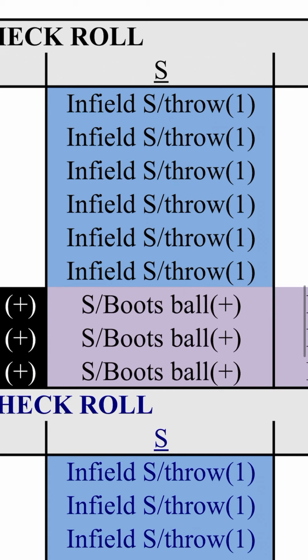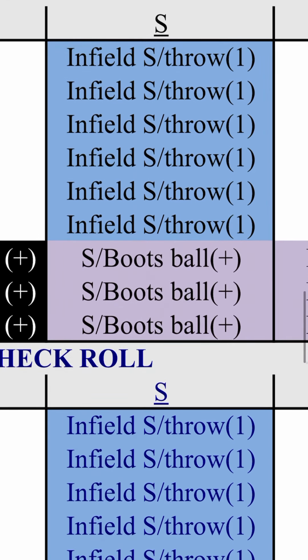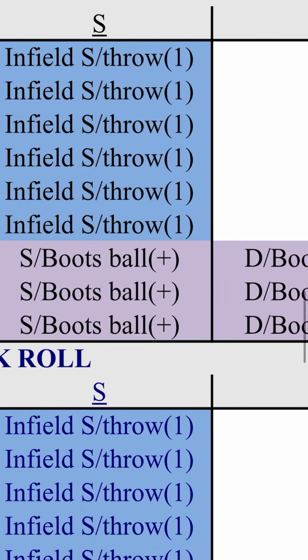Then you look at a single. It could be for an infielder, it could be an infield single and the throwing error. And then of course in the outfield it could be a single and he boots the ball. He tries to pick it up and he juggles it or drops it and the runner advances a base.